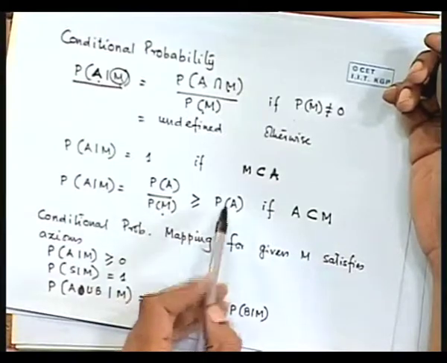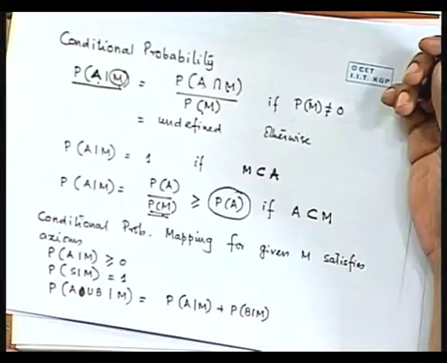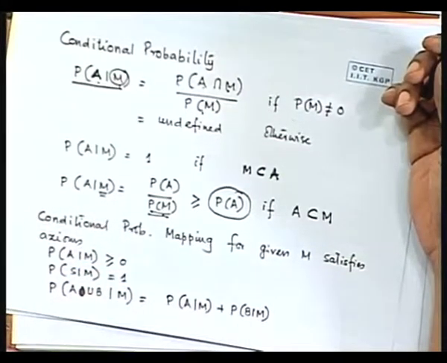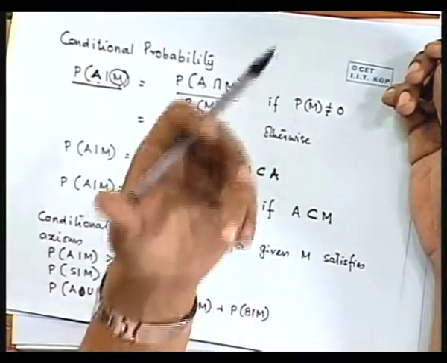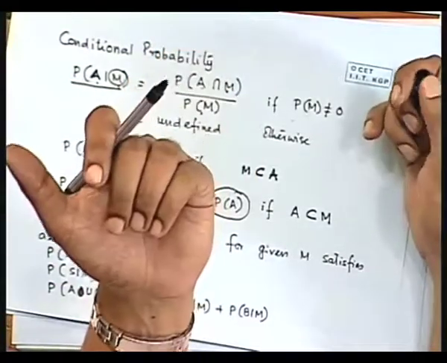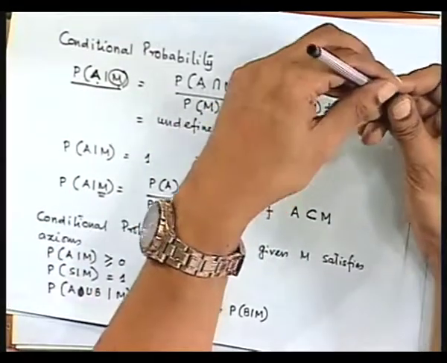Note that it is greater than or equal to probability of A, because probability of M must be less than or equal to 1. So you see that by incorporation of this additional information that M has occurred, the probability of A that you are now computing has increased. Right? So if you already know that some part of it has occurred, then the probability of the overall event A occurring increases. Right?